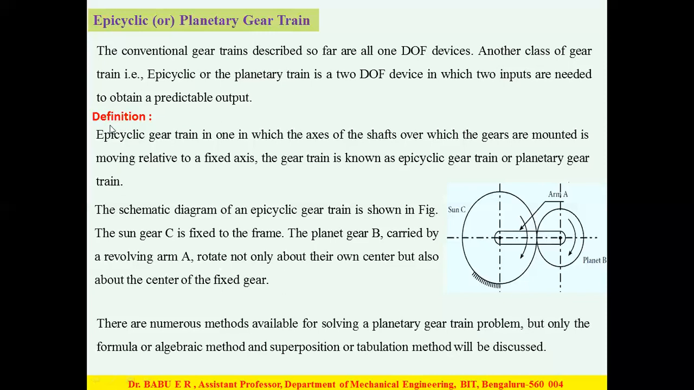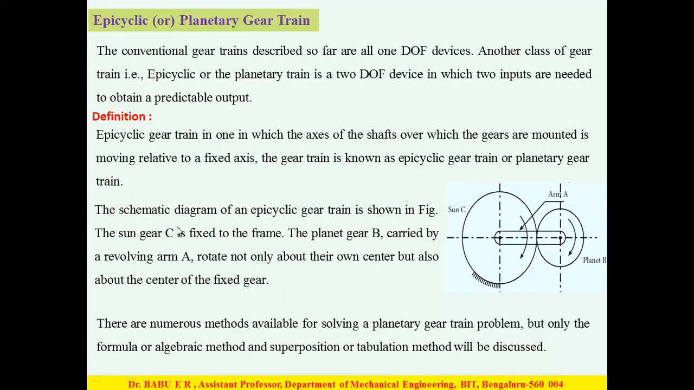Now let us define what we mean by an epicyclic gear train. An epicyclic gear train is one in which the axis of the shaft over which the gears are mounted is moving relative to a fixed axis. Such a gear train is known as an epicyclic gear train or planetary gear train.